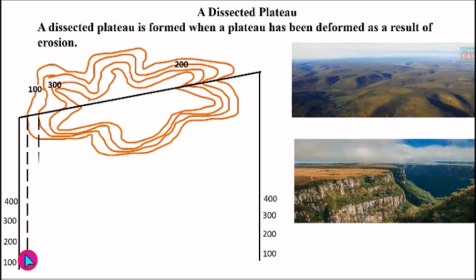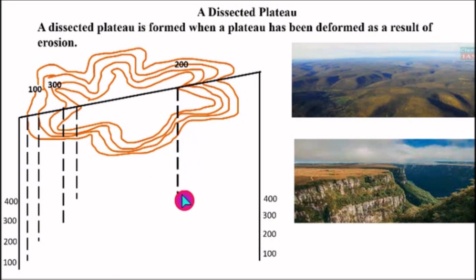So this is 100, you trace it to 100. 200, you trace it to 200. 300, you trace it to 300. 400, you trace it to 400. Very good. Now you are done at the left side. Then you move to the right side. This is the last contour, which is 400. So you end at 400.